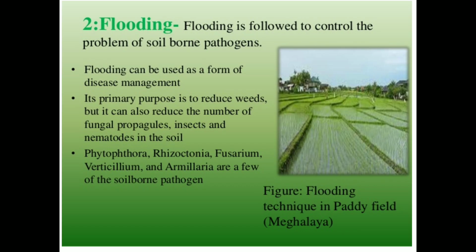The next one is flooding. As we discussed in the previous lecture, flooding is not beneficial, but there is another positive point of flooding in case of rice. Flooding is followed to control the problem of soil-borne pathogens. In that case, we can reduce weeds and the number of fungal propagules, that is, harmful fungal pathogens, insects, and nematodes present in soil. For example, Phytophthora, Rhizoctonia, Fusarium, Verticillium, Armillaria. These are important soil-borne pathogens present in soil.